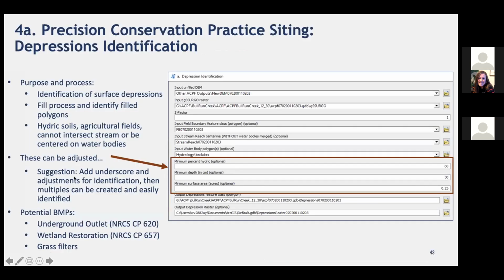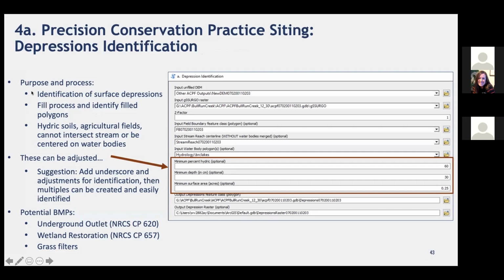So we're going to start with talking a little bit more about depressions. We talked a little bit about this in steps 1 through 3. We're going to revisit it here as we start to think about identifying opportunities for practices. So the first process here is to identify areas that are true depressions.